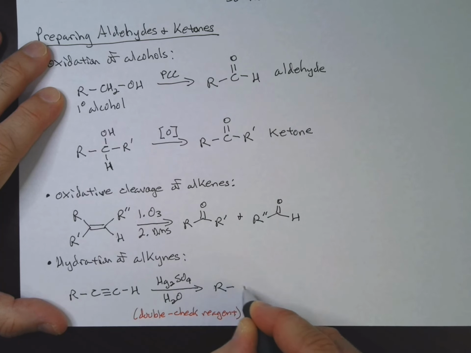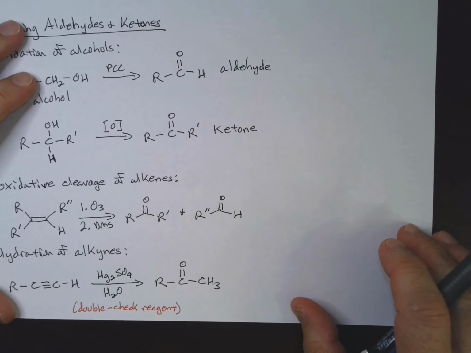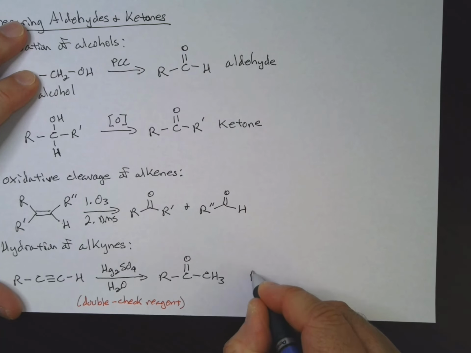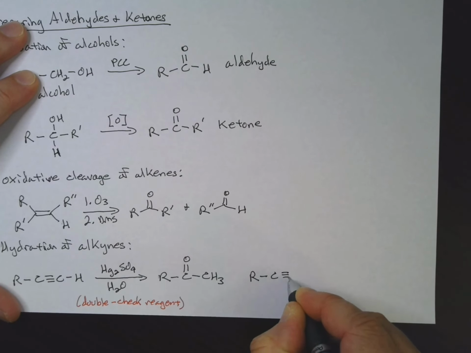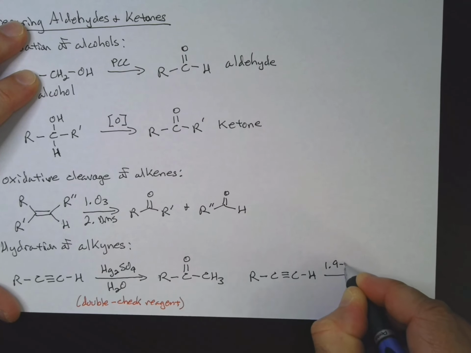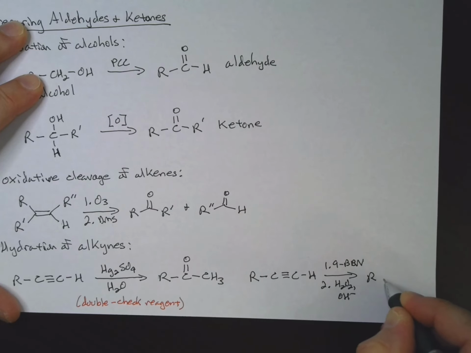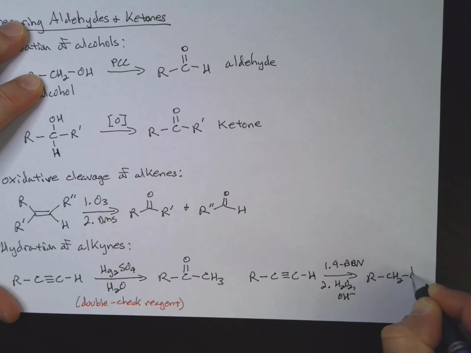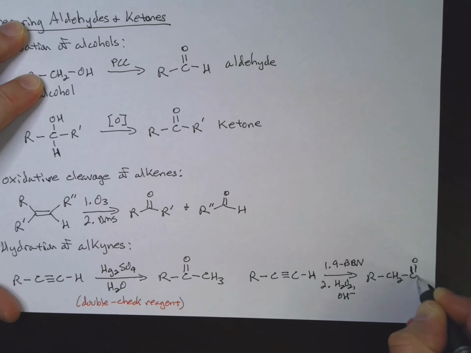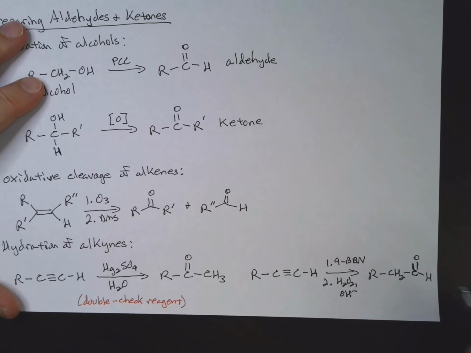We would get R, C, double bond O, CH3. And so that's our Markovnikov. We could also do an anti-Markovnikov, which is using 9-BBN followed by H2O2 and OH minus, giving RCH2C double bond OH. There we go. So that's to get an aldehyde.